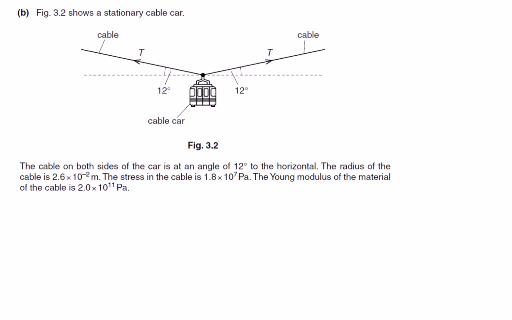Now moving on to part B, we've got a stationary cable car. It tells us that the cable on both sides of the car is at an angle of 12 degrees to the horizontal. The radius of the cable is 2.6 times 10 to the minus 2 meters, and the stress in the cable is 1.8 times 10 to the 7 pascals, and it also gives us the Young modulus of the material of the cable is 2.0 times 10 to the 11 pascals.